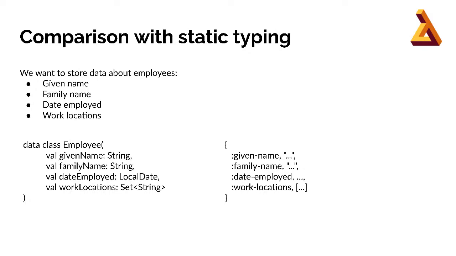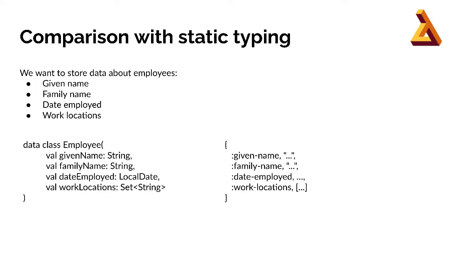I've just done this one on the left in Kotlin. So this is a data class. Basically it says the employee has 4 pieces of data: given name, family name, date employed, which is a local date, and work locations, which is a set of strings. Although actually, if you think about it, some cultures don't have both given name and family name. So, again, at the first hurdle, we've kind of fallen down a bit.